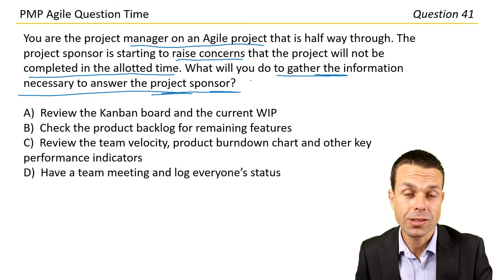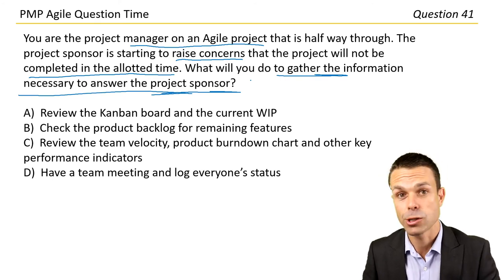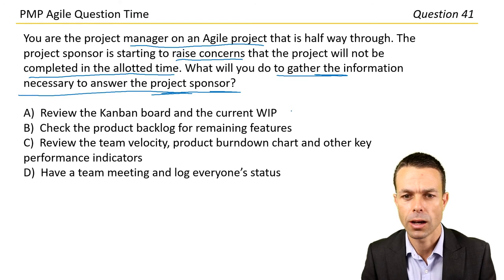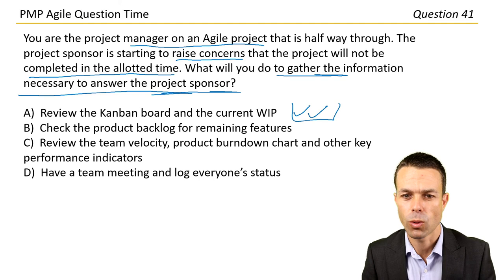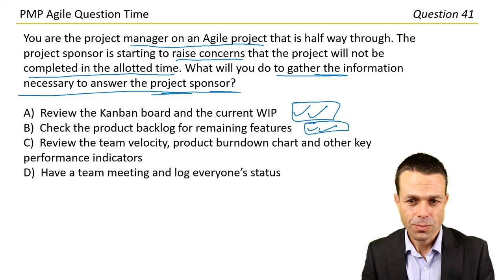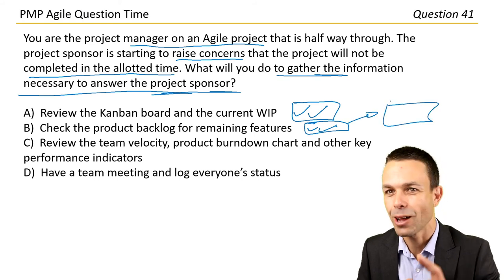And you know, they need to know this information because they may need to report back to their superiors as well, especially in larger organizations. All right, let's have a look. So review the Kanban board and the current work in progress. Look, that's possible, but that might just be for one iteration, maybe. Check the product backlog for remaining features. I mean, that's possible as well. These are okay answers, because if we can see the backlog, we can see how much there is to go. But it won't tell us how long there is to go.